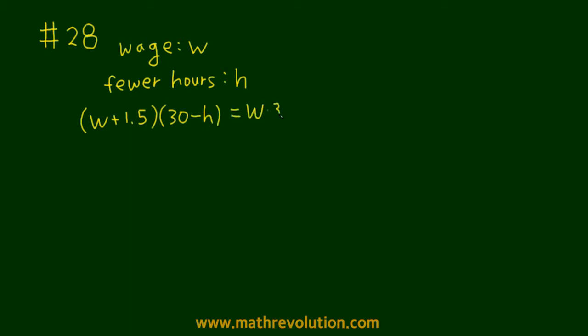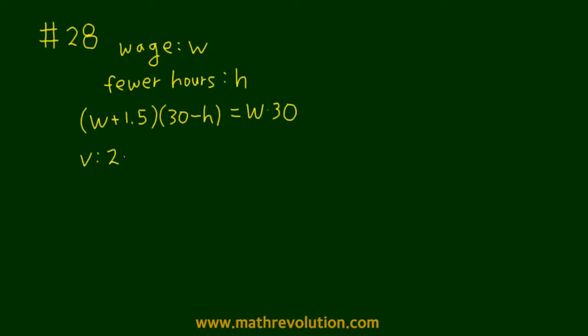And we'll represent the fewer hours worked, some number of hours worked, with an H. Okay? So here we have, based on the information given, W plus 1.5, that's the wage increase, times 30 minus H, that's the fewer hours, supposed to be the same as the current earning, which is wage times 30.